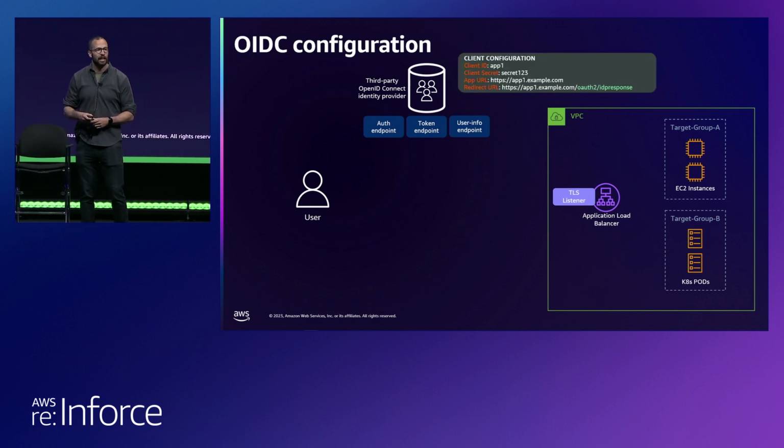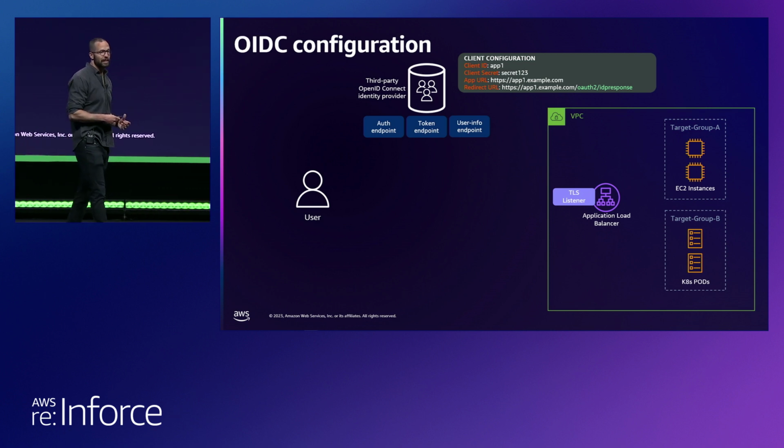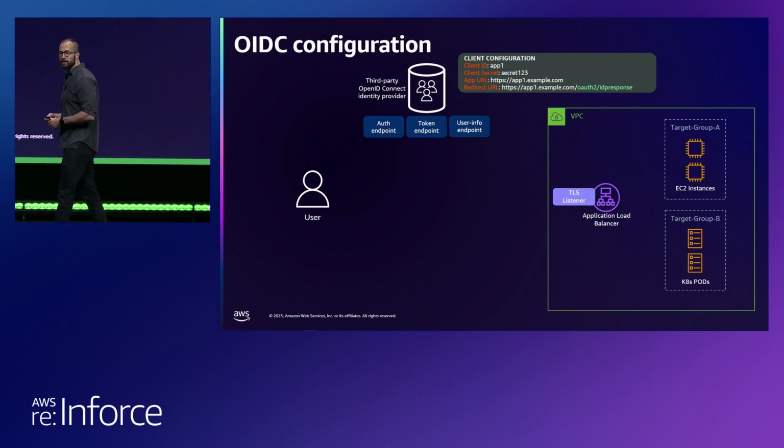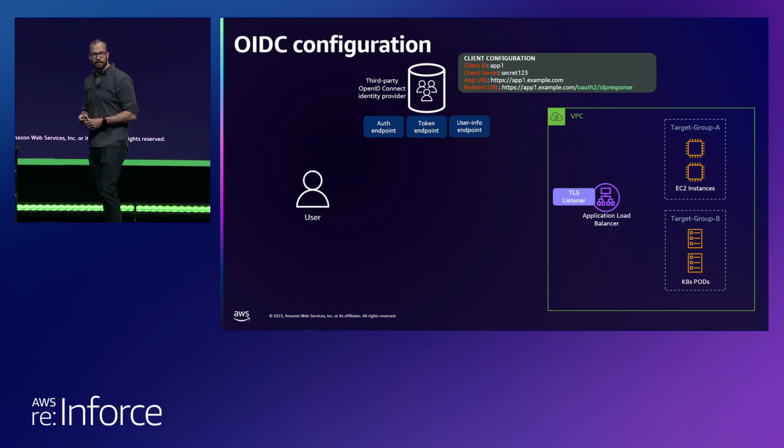Then we need to create a client configuration within an identity provider. In this scenario, the client is not the user. The user will also be on an IDP, but defined as a user with their credentials. We need to configure the client, which in this scenario is the app or the application load balancer. So we'll have to create an ID for it, a secret, the URL that someone's going to use to connect to it, and then a redirect URL.